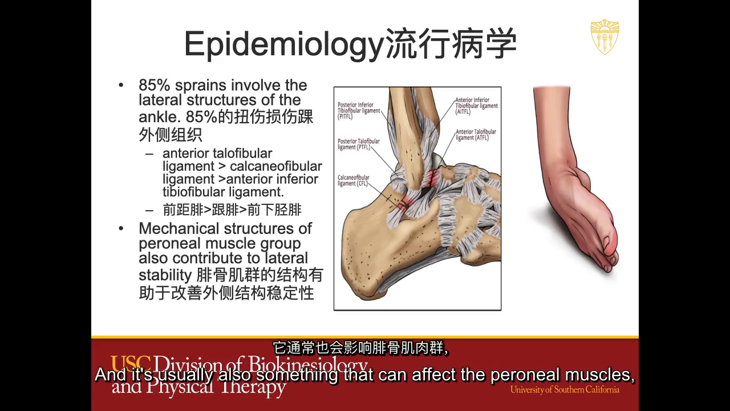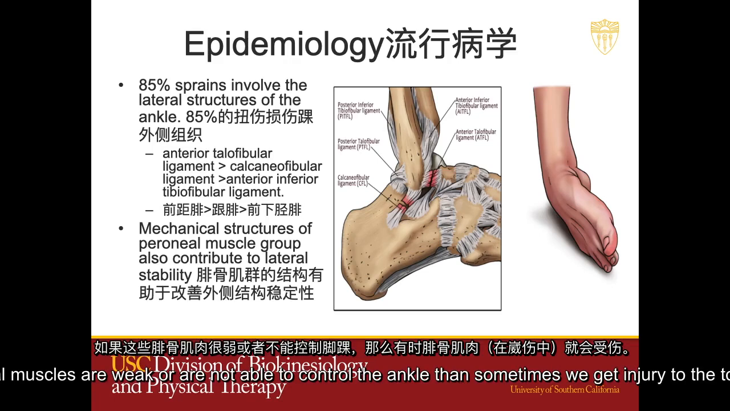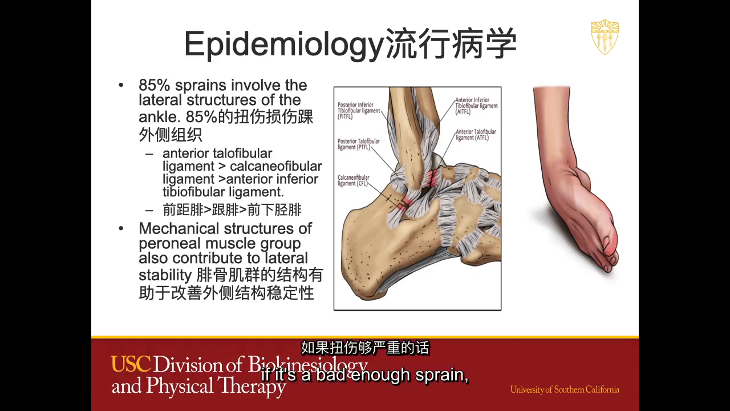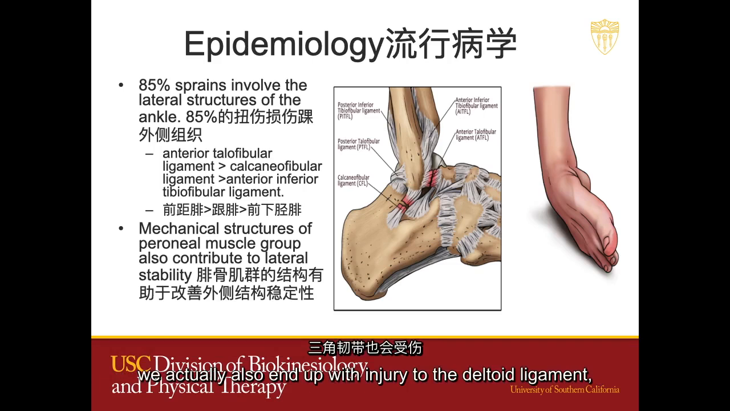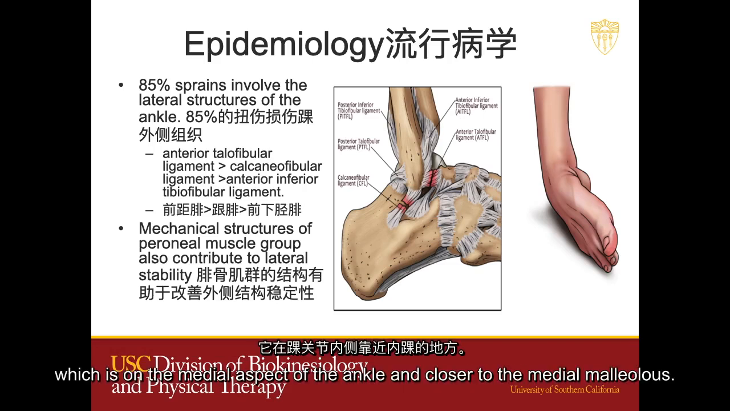And it's usually also something that can affect the peroneal muscles. And so if those peroneal muscles are weak or are not able to control the ankle, then sometimes we get injury to the peroneal muscles. And then, as I said earlier, if it's a bad enough sprain, we actually also end up with injury to the deltoid ligament, which is on the medial aspect of the ankle, closer to the medial malleolus.